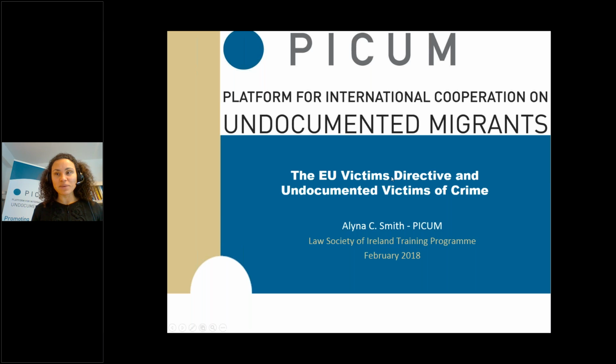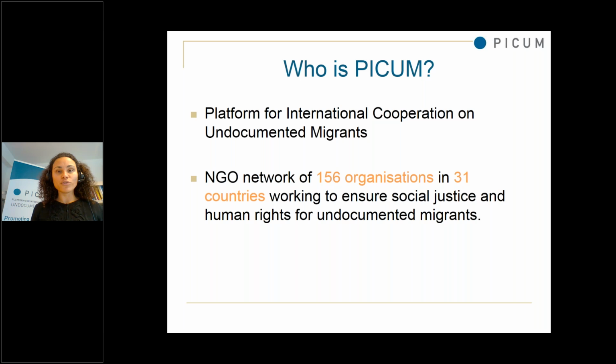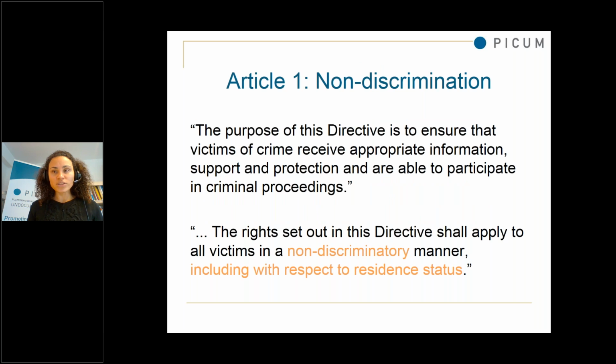My name is Alina Smith, and I'm an advocacy officer for an organization called PICUM. PICUM is the Platform for International Cooperation on Undocumented Migrants. We're a network of NGOs from 31 countries, 156 organizations in total, working to ensure social justice and human rights for undocumented migrants. So the starting point for our discussion today about the EU Victims Directive is Article 1.